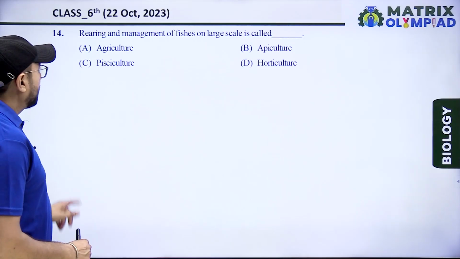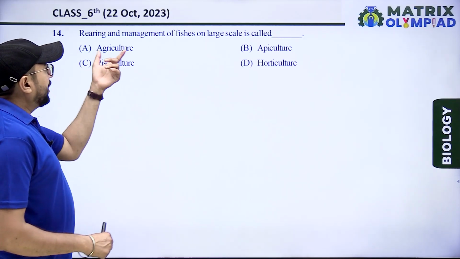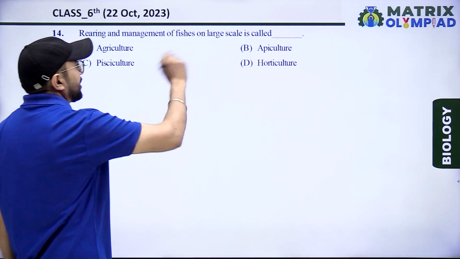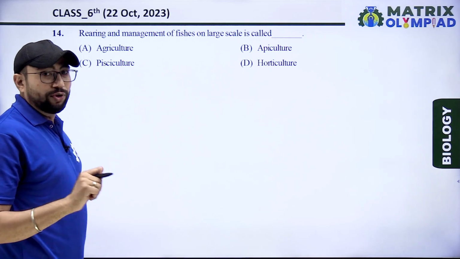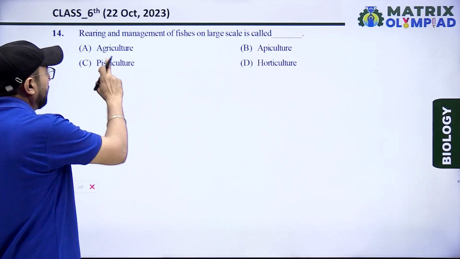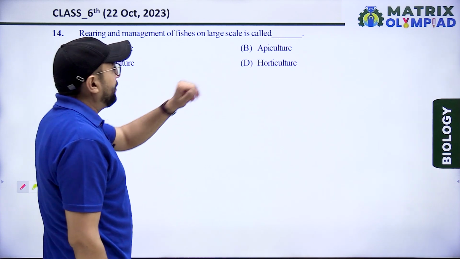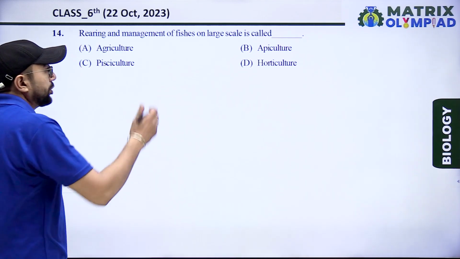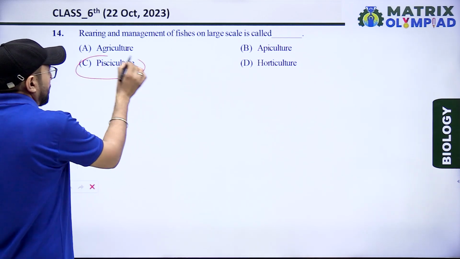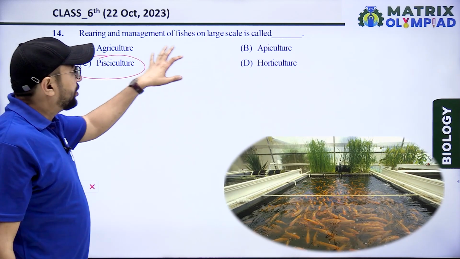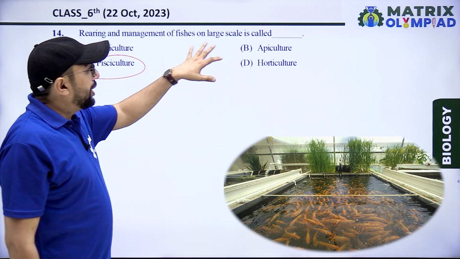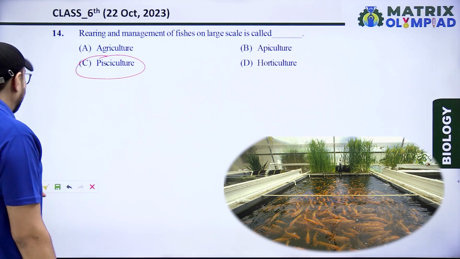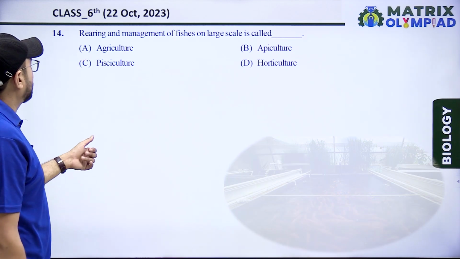First question for this paper. Rearing and management of fishes on a large scale for commercial purpose is called what? Option 1, agriculture, apiculture, pisciculture and horticulture. Our right answer for this question is pisciculture, that is management of fishes on large scale production for commercial purpose. Option C is the right answer for this question.